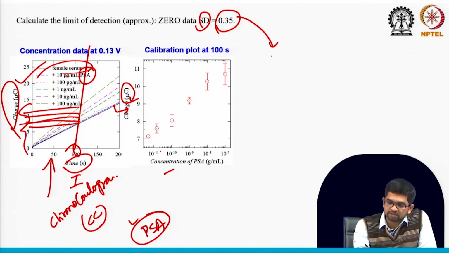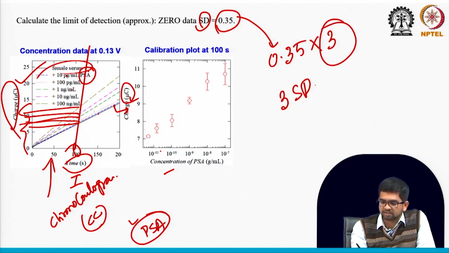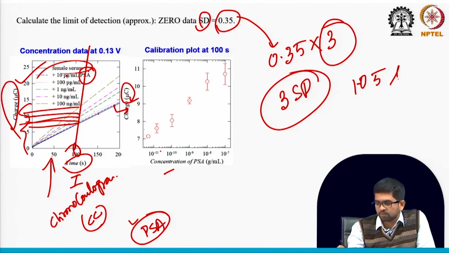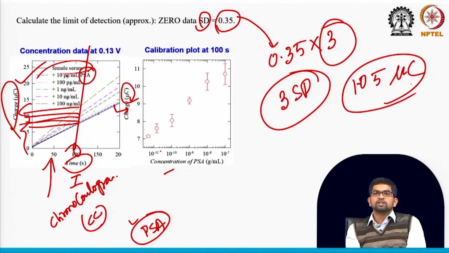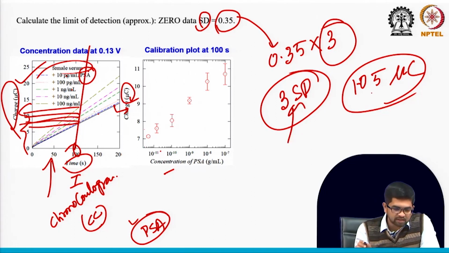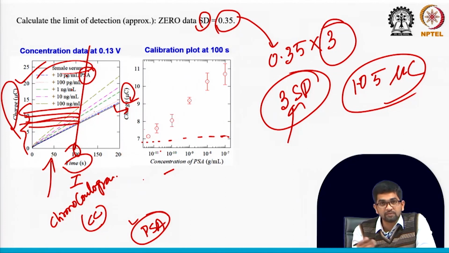Then you have to multiply 0.35 by 3, that is, 3 times the standard deviation. You can remember it as the 3 SD value. That value is 1.05 microcoulomb, your 0 data standard deviation times 3. That much current you have to consider as the 3 times standard deviation value, and above this value will be the considerable detections for the biosensors.